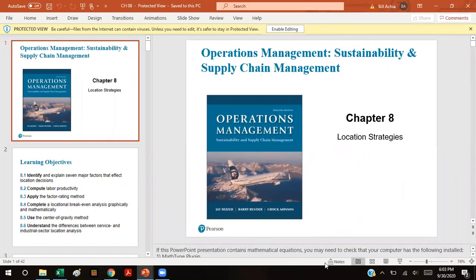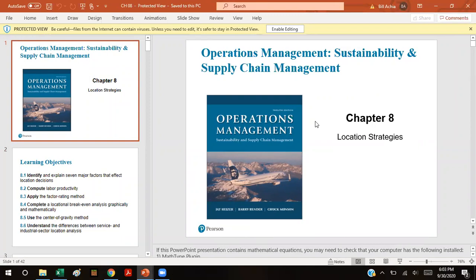Okay, so chapter 8 talks about location strategies. And the takeaway from this chapter as you go through this is basically why is it important to have a good understanding of the processes that are involved in siting a given facility. Let me record this just for the sake of those who aren't here. Oh, it's already recording.